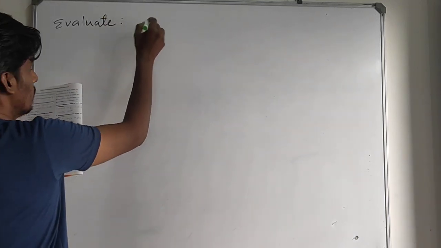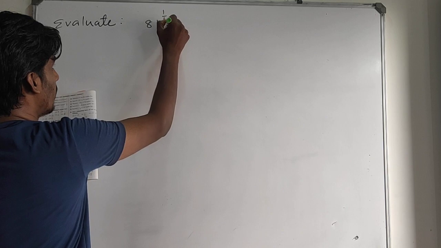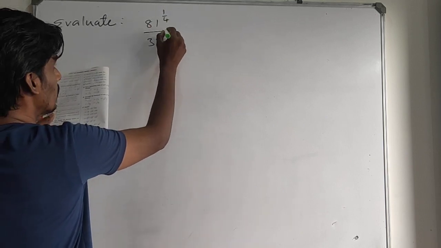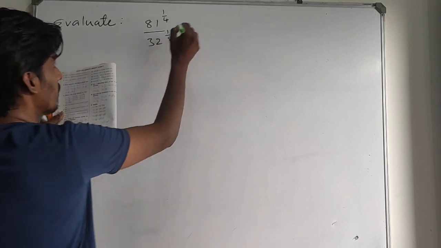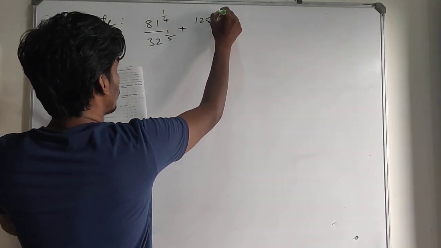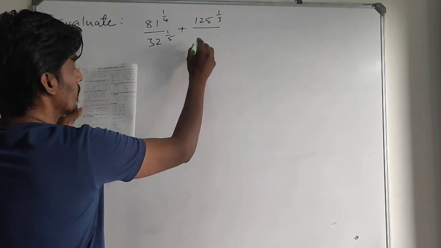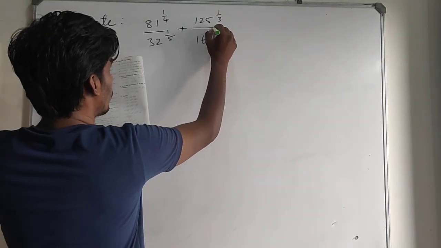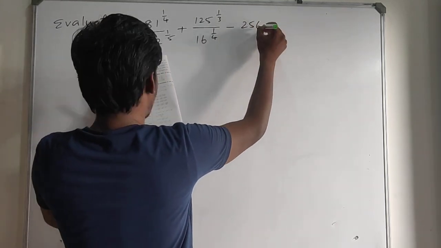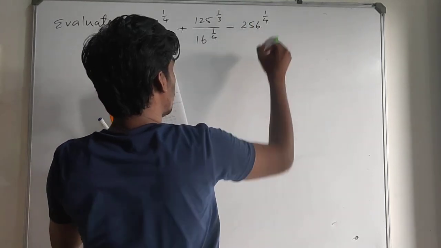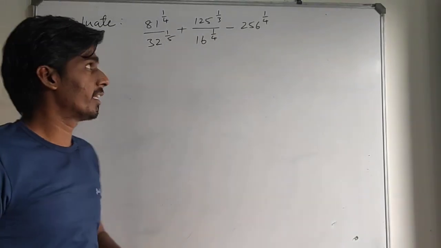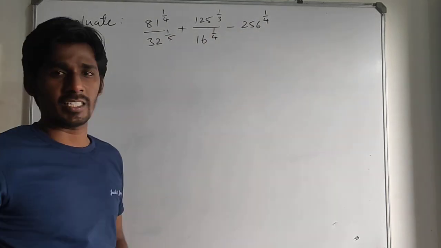Evaluate 81 raised to 1 by 4, 32 raised to 1 by 5 plus 125 raised to 1 by 3, here 16 raised to 1 by 4 minus 256 raised to 1 by 4. Now what is the difference between this sum and the last sum? Here there is addition and subtraction in between.